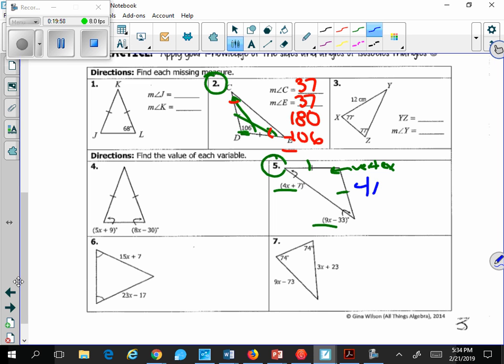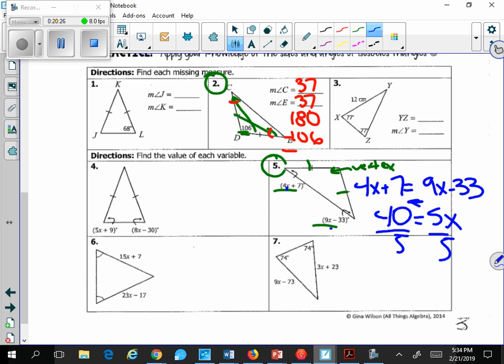Remember, congruent means equal. So when I set this problem up, I'm just saying, okay, well, I know this angle is 4x plus 7. I know this angle is 9x plus 33, but I also know that they are the same thing. So they're equal to each other. And then I'm just going to solve that problem like I normally do. I'm going to add 33 to both sides, so I'll get 40. And I'm going to subtract 4x from both sides, so I'll get 5x. Divide out my 5. X would equal 8.